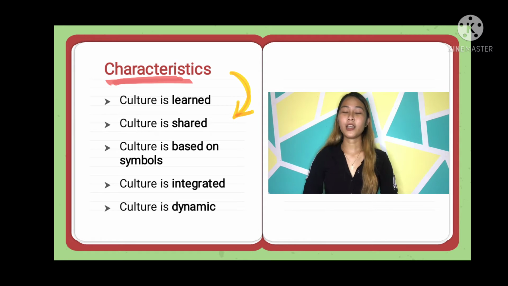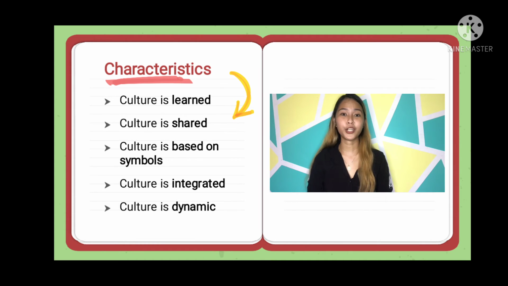The second one is that culture is shared. Yes, we really share our culture. We also act in socially appropriate ways. Since we meet different people, we share our culture and at the same time acquire theirs. The third is that culture is based on symbols. When we say symbols, they stand for something else, and they vary cross-culturally. The most important symbolic component of culture is language.